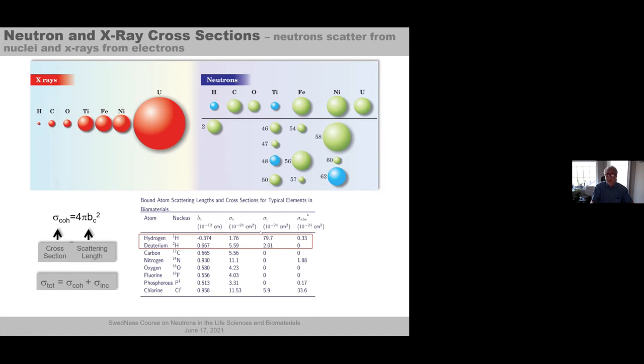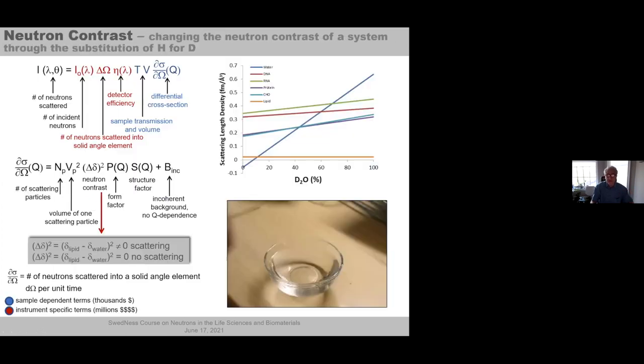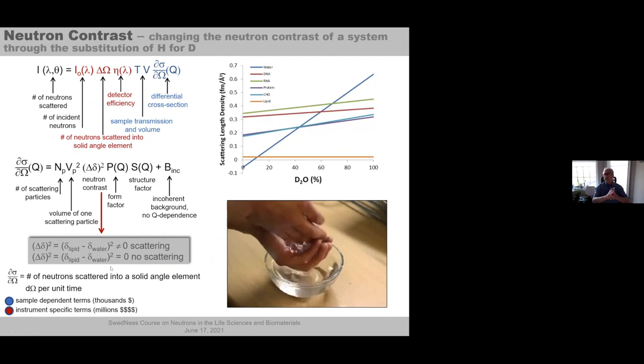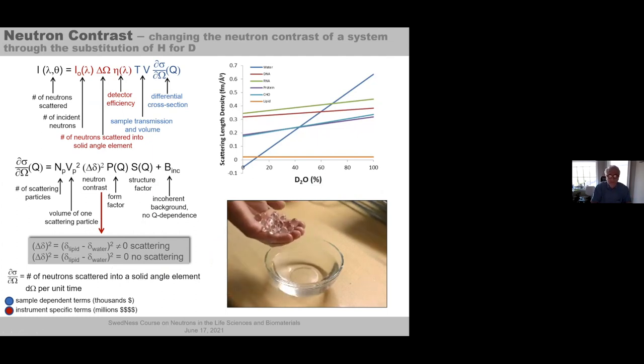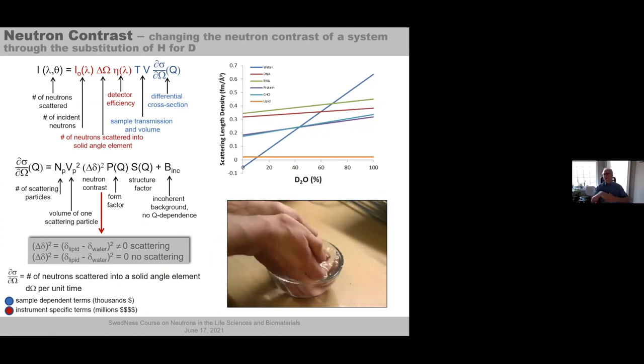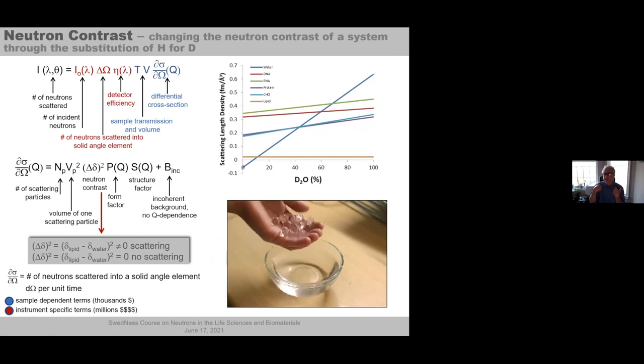So this is something that you've seen, and this is just to show you what the cross section is, what the scattering length is, but that's not that important right now. In fact, it's not that important as long as you know the basic concepts of it. So what am I talking about with contrast? Contrast is something that we deal with every day in life. You can see me because I have this contrast between me and my background.